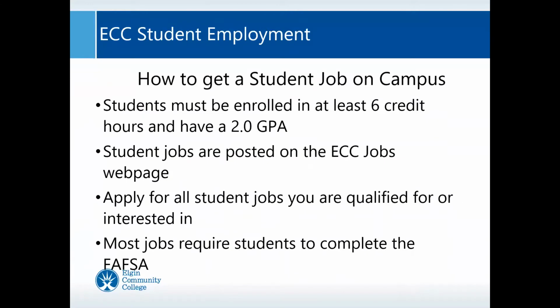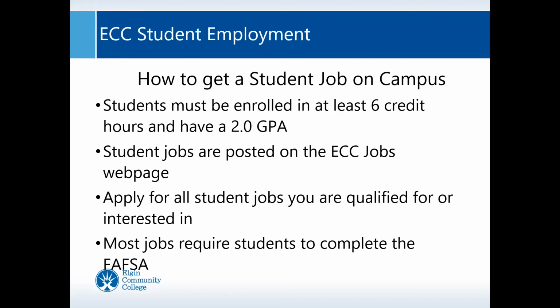Next is how to get a student job on campus. We strongly encourage students who are interested in getting a student job on campus to apply. The jobs have very flexible hours to work around a student's school schedule. Students can work up to 20 hours per week in the fall and spring, 25 hours in the summer, and they receive whatever the state minimum wage currently is. It currently is $11 per hour.